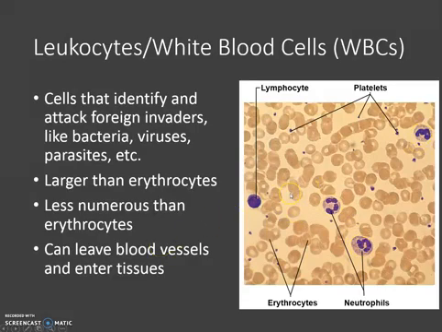One other main difference between red blood cells and white blood cells is that white blood cells can actually squeeze out of the blood vessels in order to go into the fluid around tissues so that they can attack invaders, not just in the blood, but also invaders in the extracellular fluids in all the tissues in your body.